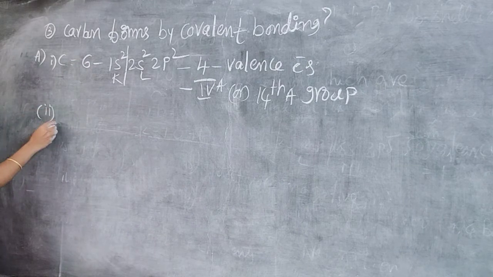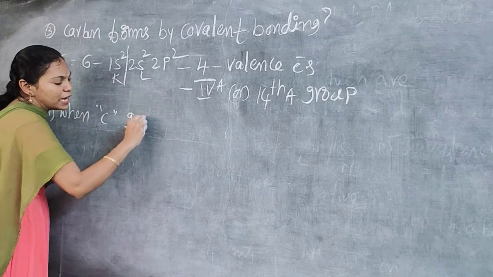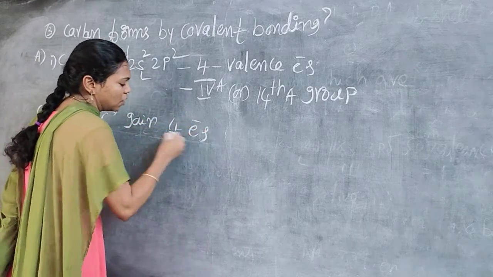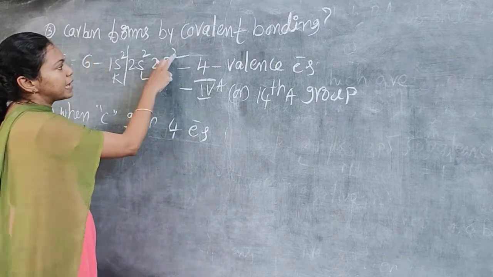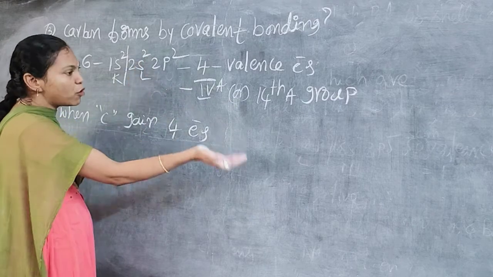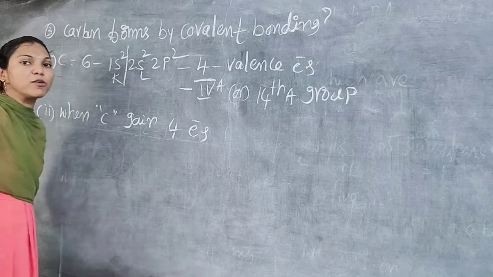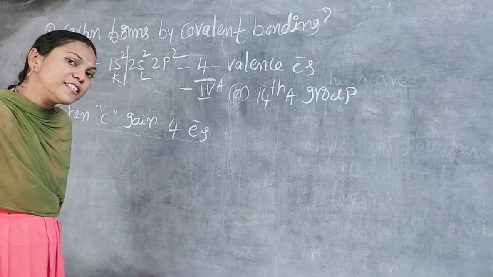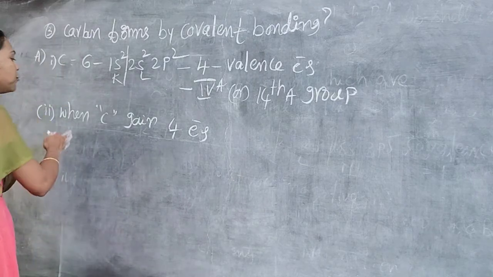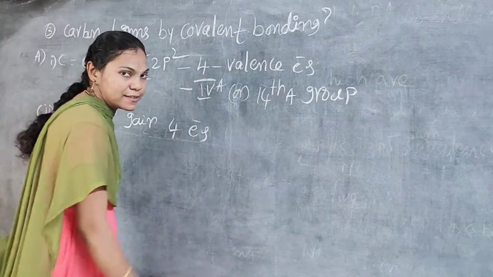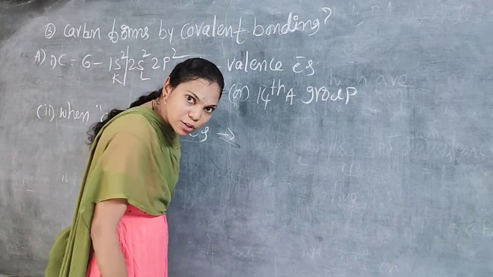When carbon gains 4 electrons, it becomes stable, because carbon has 4 outer shell electrons. If 4 more electrons are gained, there are a total of 8 electrons. When the outer shell of any atom has 8 electrons, it is stable. So when carbon gains 4 electrons, it becomes a stable element.